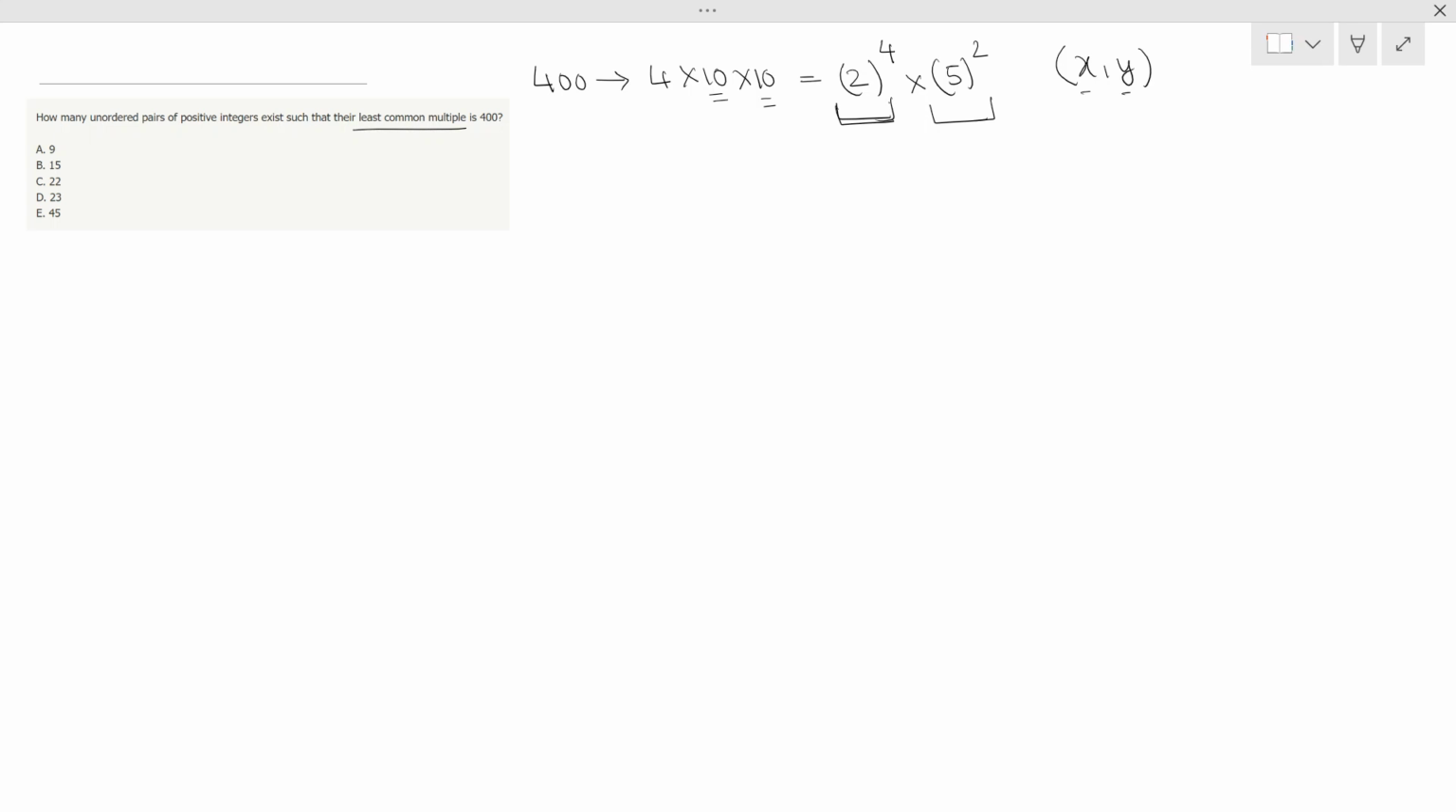Now there could be other powers of 2 as well. You can have 2 raised to the power of 0, 2 raised to the power of 1, 2 raised to the power of 2, or 2 raised to the power of 3 in either of x or y. And similarly, for the case of 5, you can have 5 raised to the power of 0, 5 raised to the power of 1, or 5 raised to the power of 2 in either x or y. But just reiterating, x or y will have 2 raised to the power of 4 and 5 square.